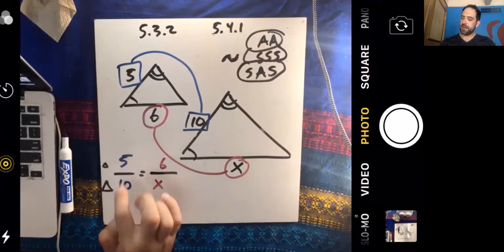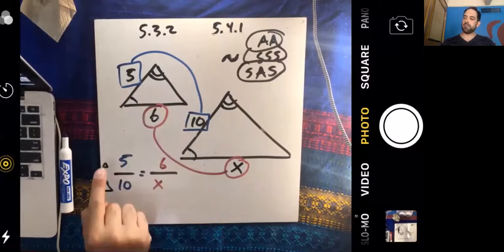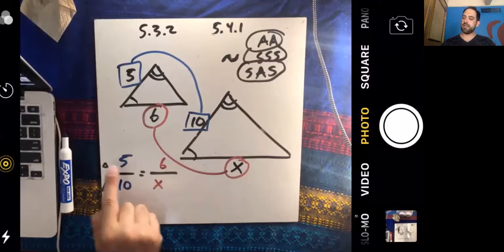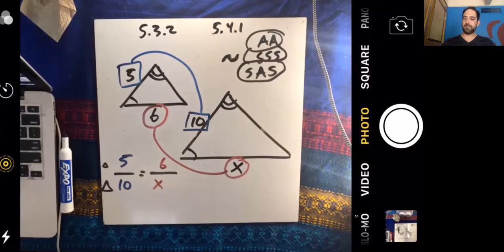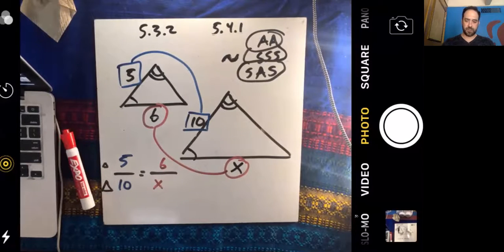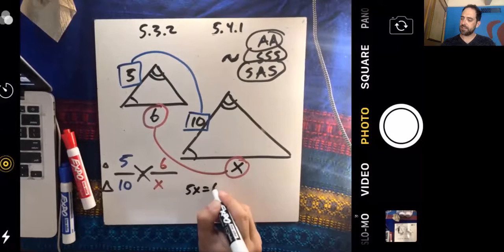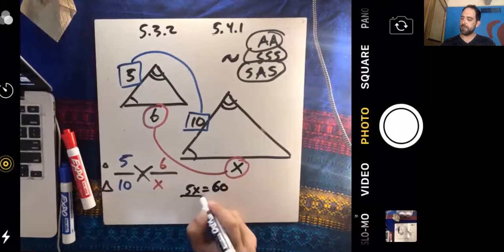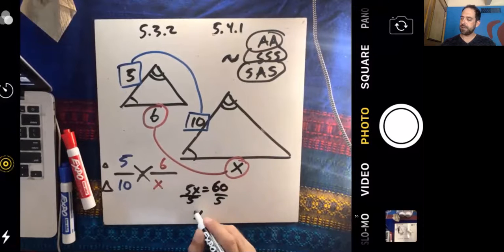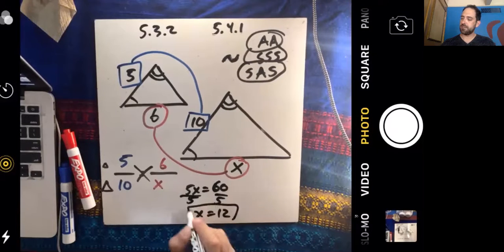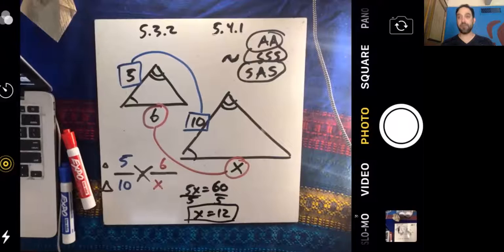All right, so the first fraction is the corresponding parts. I keep the small triangle values on the top, the large triangle values on the bottom. So I've created our proportion, our ratio here. Now I need to cross multiply. We get 5x is equal to 60. We divide by 5. We get x is equal to 12. Done. And that's how we're going to approach every single problem.